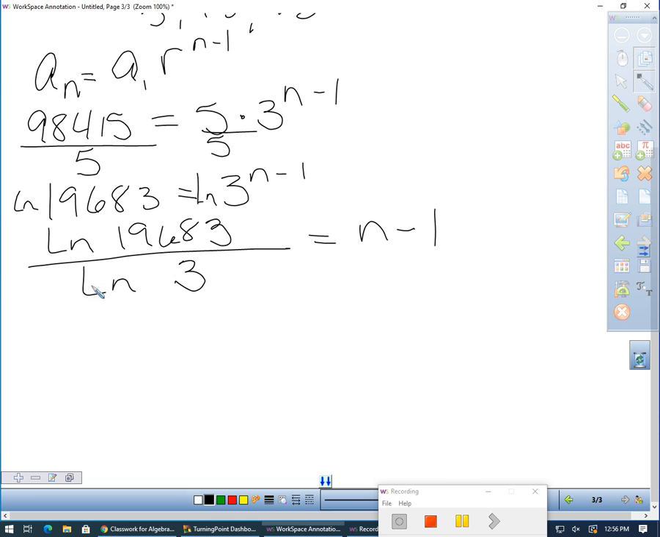Type in that button on the left next to the 4. It should be 9 equals n minus 1, which means n equals 10. What did I say, Michael? So now our formula.